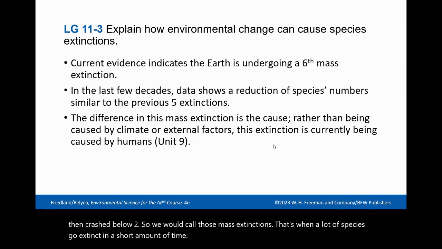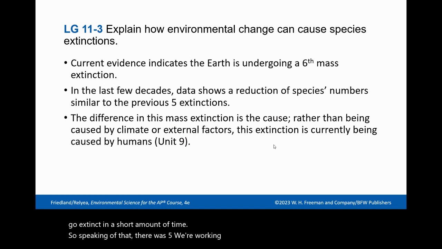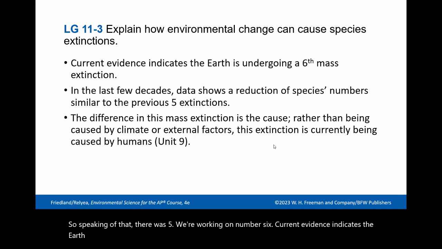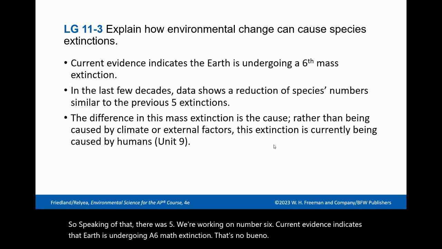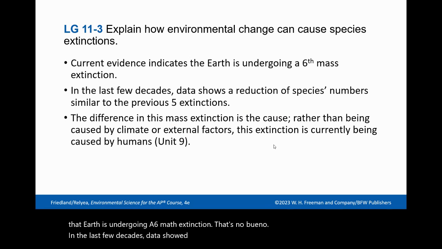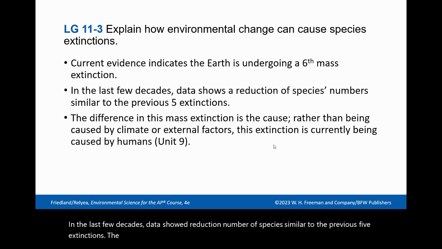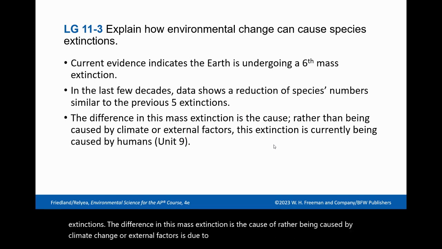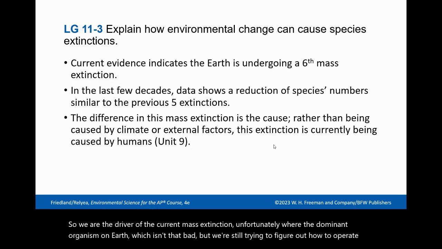So, speaking of that, there were 5. We're working on number 6. Current evidence indicates the Earth is undergoing a 6th mass extinction. That's no bueno. In the last few decades, data showed a reduction in the number of species similar to the previous 5 extinctions. The difference in this mass extinction is that rather than being caused by climate change or external factors, it is due to humans. Okay, bad, but we're still trying to figure out how to operate sustainably.